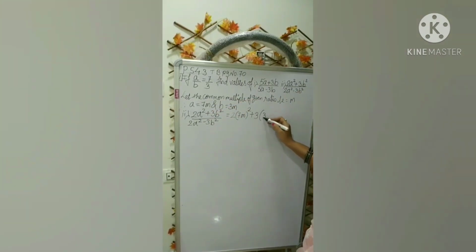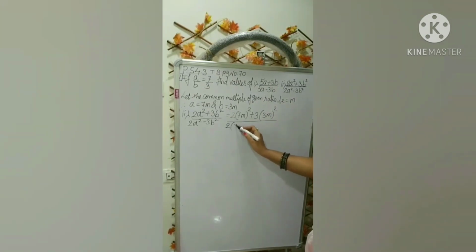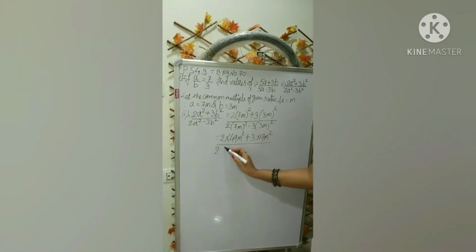Plus 3m the whole square, the whole upon 2, 7m the whole square minus 3m the whole square. So all we get is 2 into 7 square, which is 49, m square is m square, plus 3 square is 9, m square is m square. Square of m is m square. 2 into, same thing we have to repeat here down, plus 3 into 9m square.